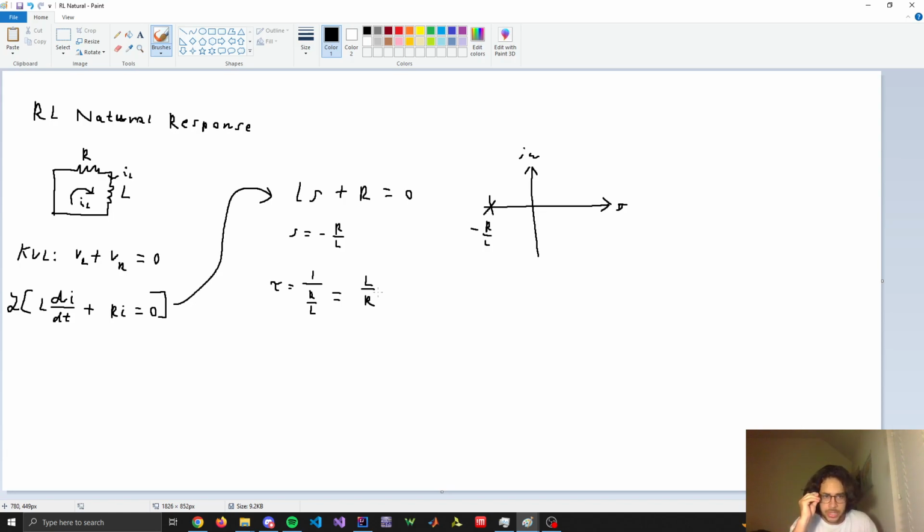And the frequency would also just be the absolute value of s. So omega is R over L, or in other words, the frequency in hertz is R over 2 pi L. That's the natural frequency of this circuit. So that would be the natural response of the RL circuit.